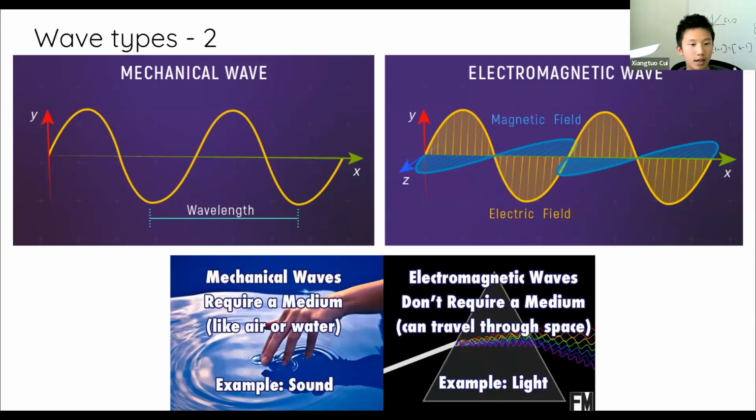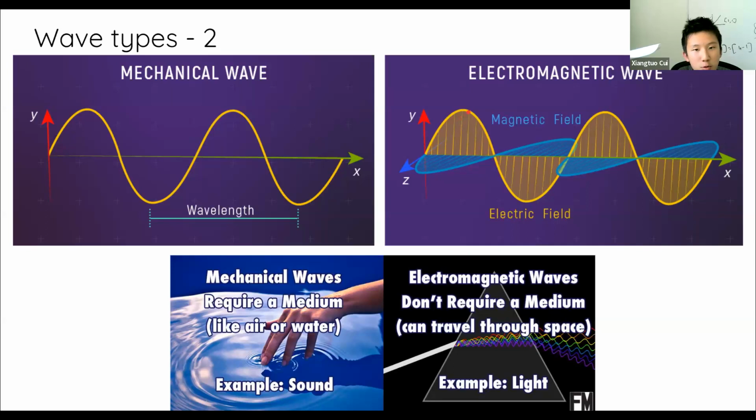Similarly, mechanical waves must need a medium, right? So you cannot talk in space. Sound waves cannot pass through space. So if you watch movies such as Star Wars, you technically cannot hear any sound in space because mechanical waves require a medium.